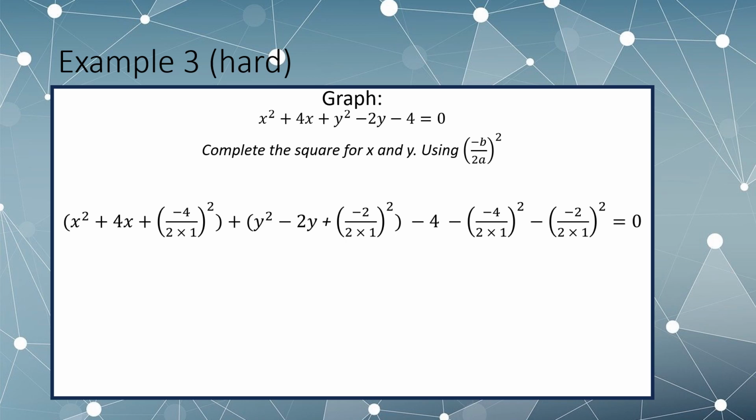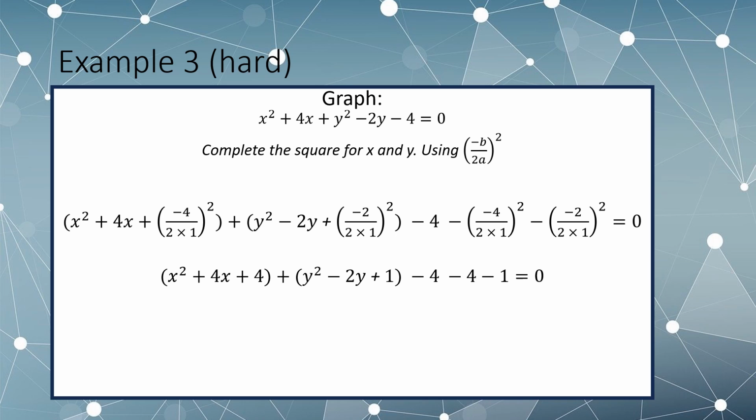So y squared take 2y. So our negative b on 2a is going to be negative 2 over 2 times 1 squared, remembering also to subtract that on the other side as well, outside of the brackets. So our full equation then is x squared plus 4x plus 4 plus y squared take 2y plus 1 minus 4 minus 4 minus 1.